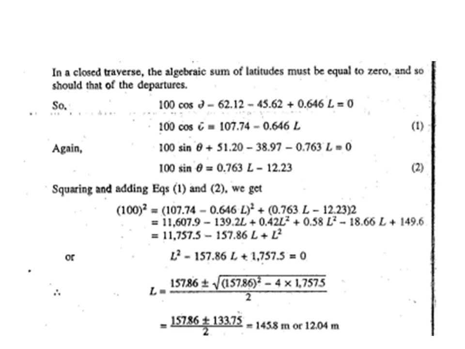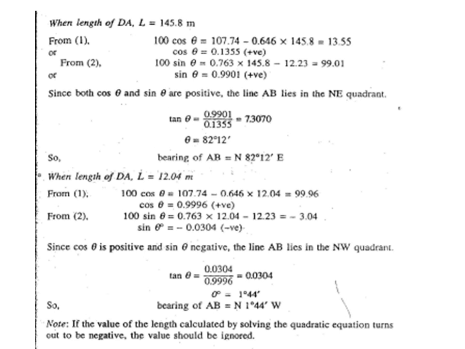Similarly, we are going to add the algebraic sum of all the departures, that is 100 sin theta. Since the theta value, the reduced bearing of line AB, is not known, it is 100 sin theta, and 51.2 is the departure of BC, 38.97 is the departure of CD, and 0.763 L is the departure of DA. Since the length of line DA is not known, by solving we get two values, 145.8 and 12.04.